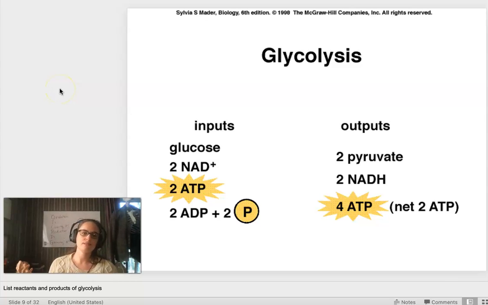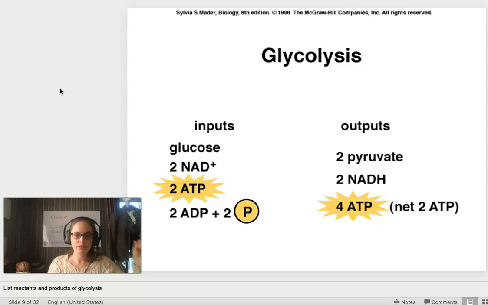In glycolysis, our inputs are going to be glucose and NAD+, so we need something to accept hydrogen ions and carry them temporarily. Two ATP are actually going to go into this process because we have to power some enzymes to make things happen. We also need the substrate of two ADP and two inorganic phosphate groups in order to synthesize further ATP. You can't make ATP without ADP and inorganic phosphate.